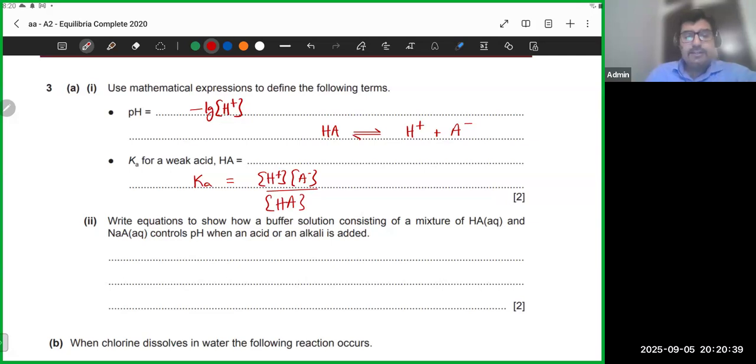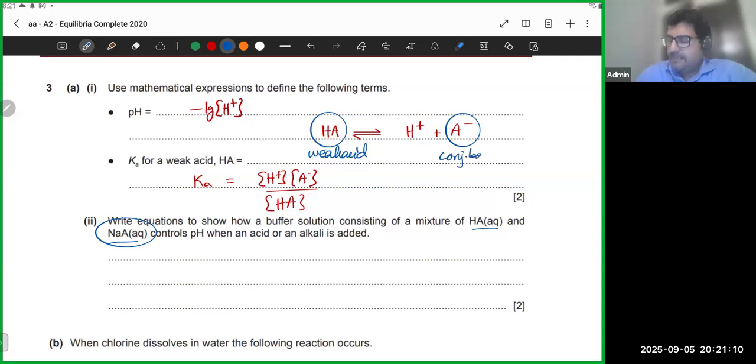Now he's saying write equations to show how a buffer solution consisting of a mixture of HA, which is this, and NaA will act as a buffer. NaA is basically A-. Remember, Na is just a spectator, it's not really doing anything. The important thing is it's got A-. So we've got a weak acid and we've got the conjugate base. He's saying show with equations how it's going to act as a buffer.